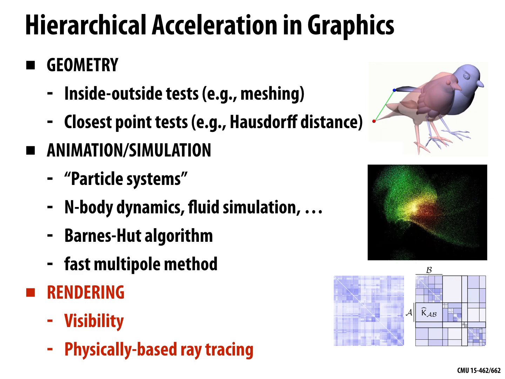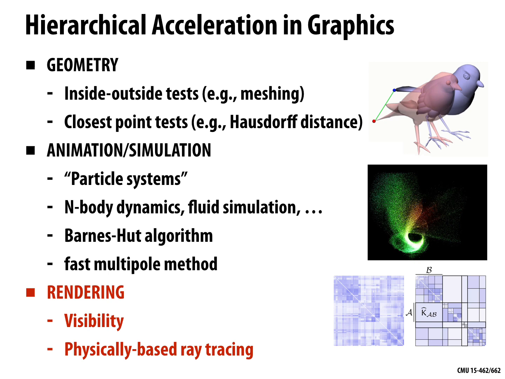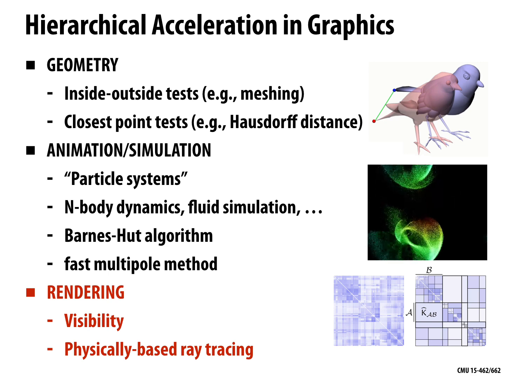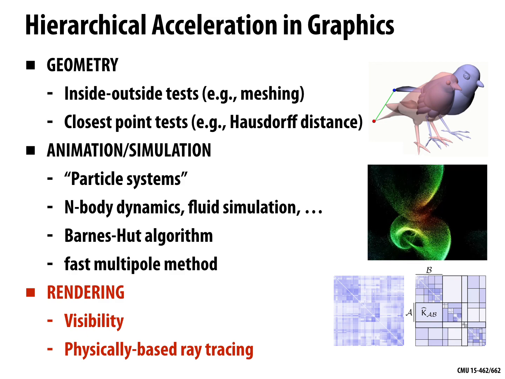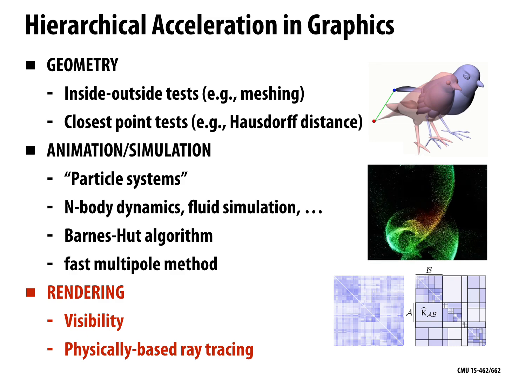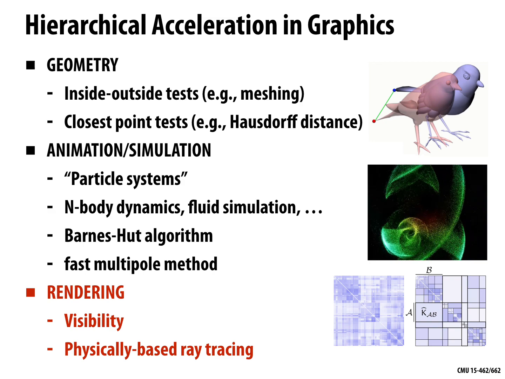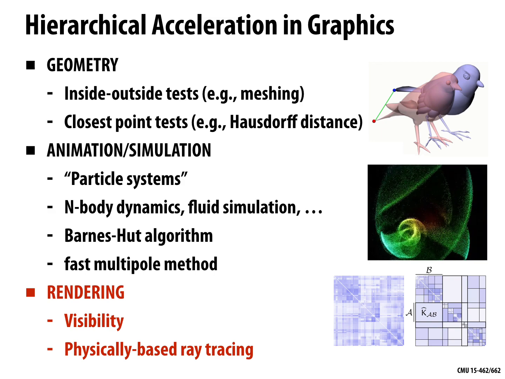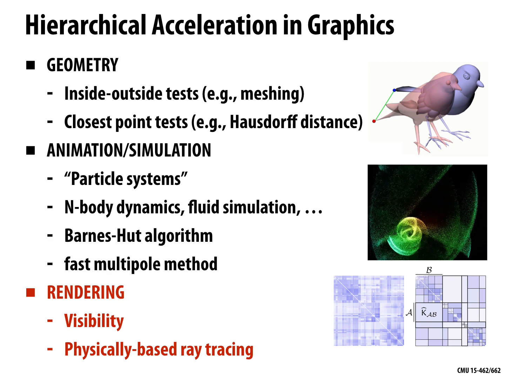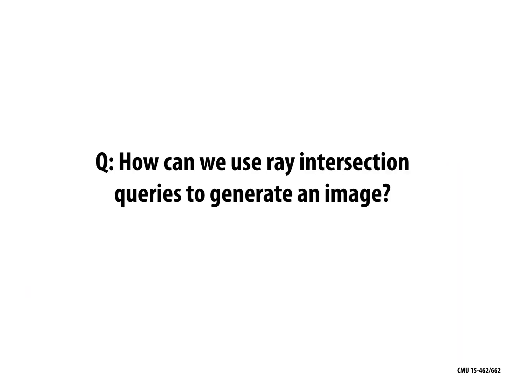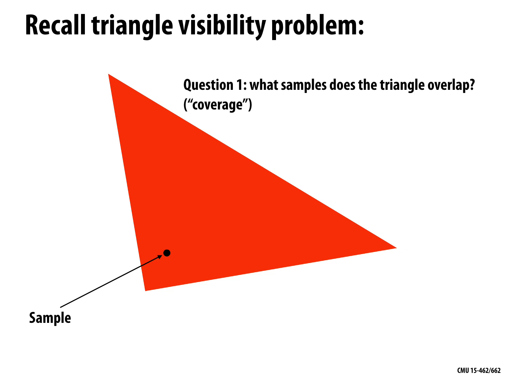And then in rendering, which is what we're really headed towards, of course, we need hierarchical acceleration to do things like fast visibility checking and ultimately doing lots of ray tracing, bouncing rays around the scene to do physically based ray tracing. Okay, so just to set the stage for rendering before we wrap up here, we can ask this question: how exactly are we going to use ray intersection queries to generate images? And here we want to recall this triangle visibility problem.